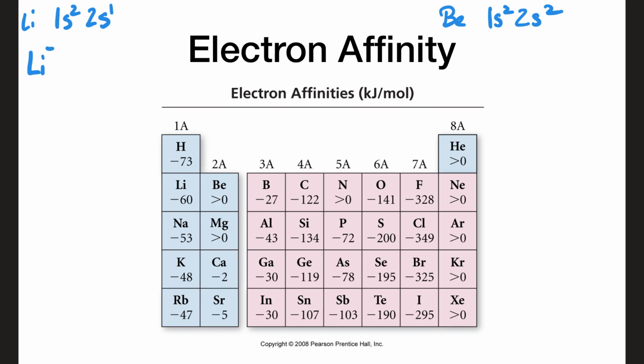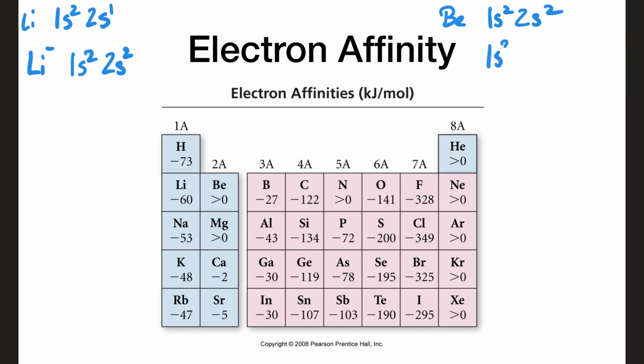When given the option, lithium loses because it's easier for it to lose than it is for it to gain. It's going to go to that lower potential energy state, and losing the electron gets to a lower energy state than gaining. But if it does gain, it's going to go into an existing sublevel. It's going to become now 1s2, 2s2.